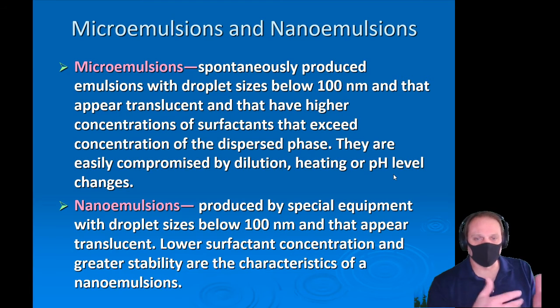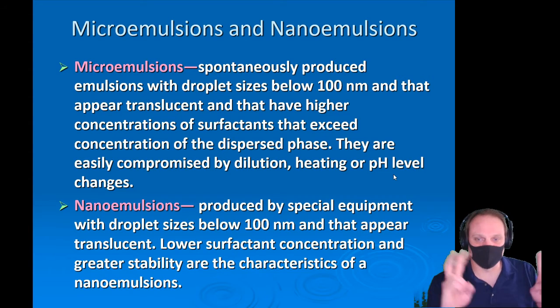So they aren't going to have the Tyndall effect from what I understand here. But they have two differences. The microemulsions are basically easily compromised by diluting, heating, or pH changes, and so they're not quite as good. And they also have a lot of surfactants. The surfactants are the things that make them stay in solution. And so the nanoemulsions have lower surfactant concentration, and they're more stable.